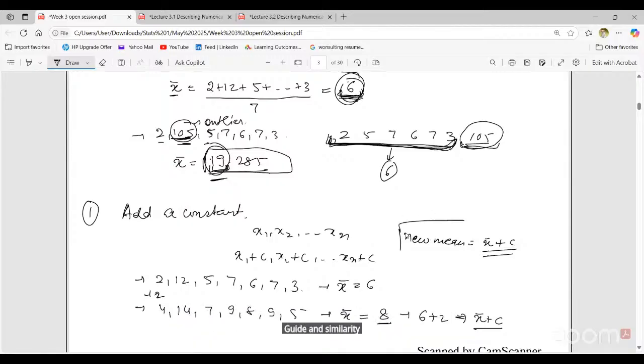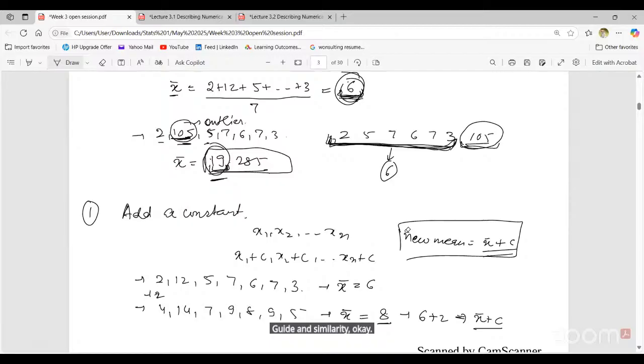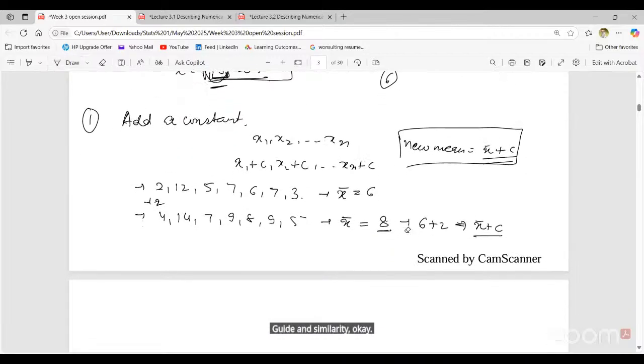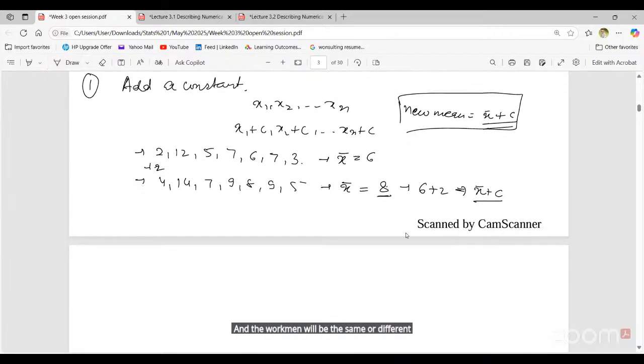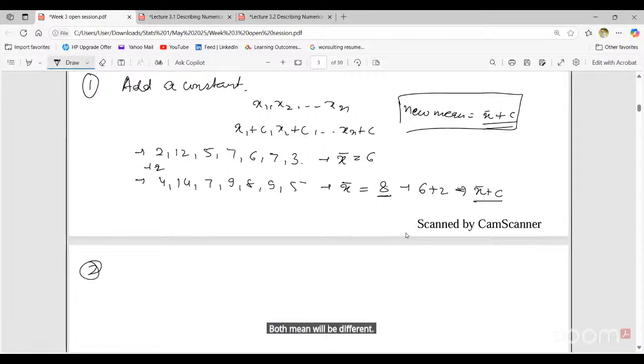Ma'am, will both means be the same or different? Both means will be different. So when I'm adding a constant, my new mean will be the old mean plus the constant term.